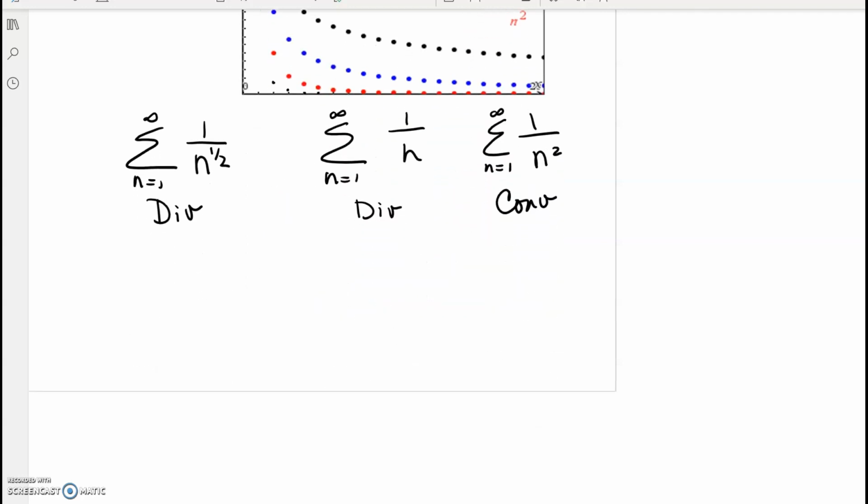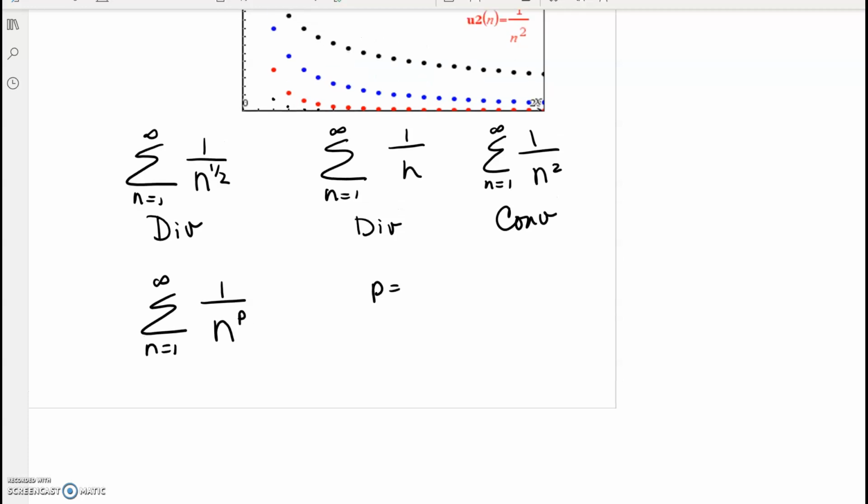So if you have a series in the form 1 over n to the p, we should be able to tell what's going on here. If p is equal to 1, we've also already come up with that was divergent. If, in the case of 1/2, p is less than 1, that's divergent as well, and p greater than 1 is a convergent series. Okay?